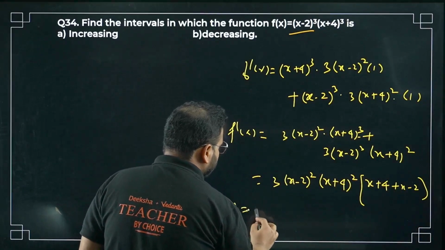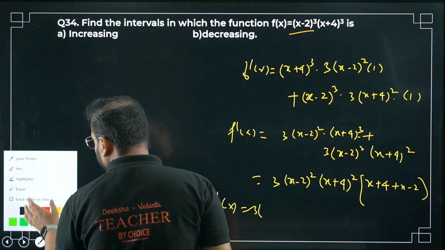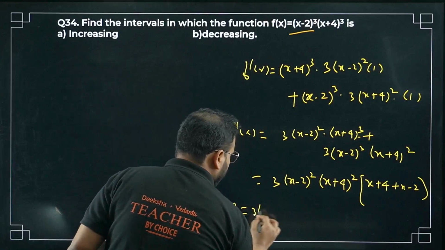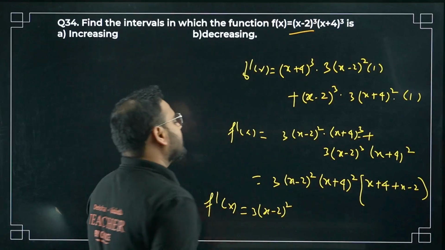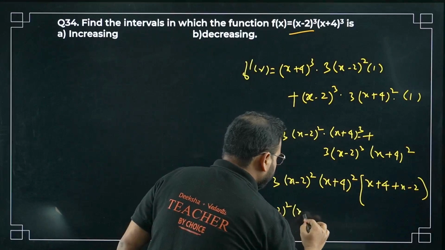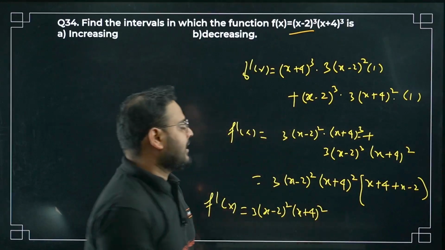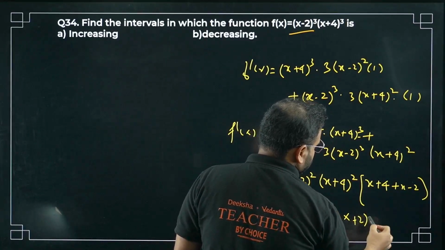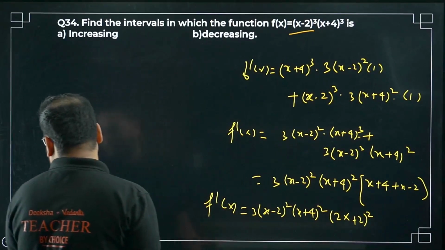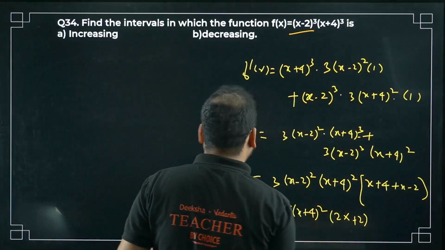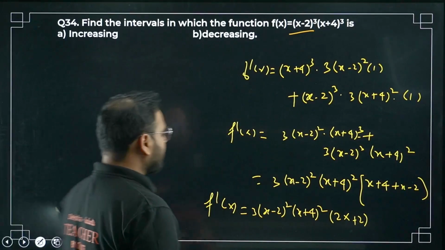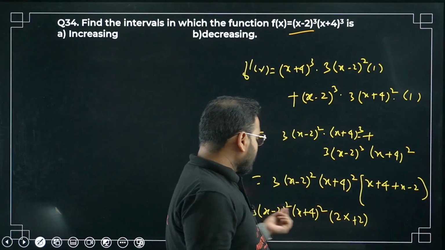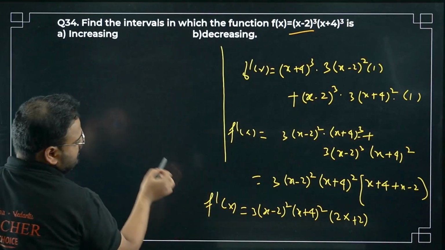f dash of x is equal to 3 times of x minus 2 the whole square, x plus 4 the whole square, and then what is this? 2x plus 2. No, there's no whole square there, excuse me, we are used to saying the whole square, that's why I wrote like this. Simply like this, please check. How come, sir? x plus x is 2x and 4 minus 2 is simply 2. If you want, you can take this 2 also common, so your derivative will turn out to this in the simplest form.